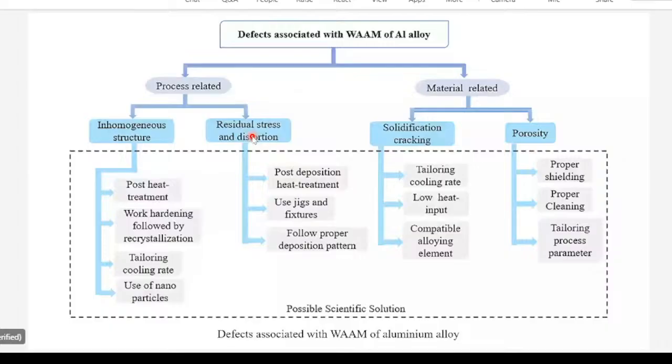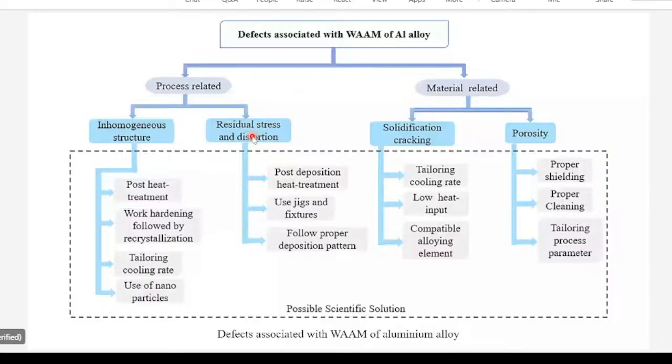But both the stresses should not exceed the yield point of the material. If it is exceeding the yield point, then it is a very detrimental condition. Then the residual stresses have to be reduced. So how can we reduce them? The possible solution is post deposition heat treatment. Heat treatment is a possible solution.